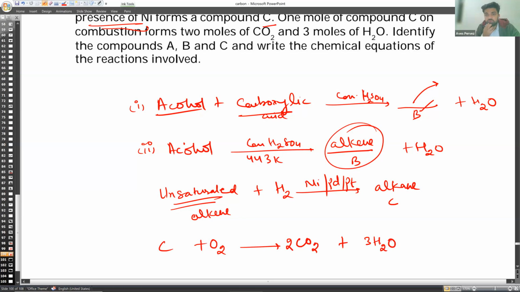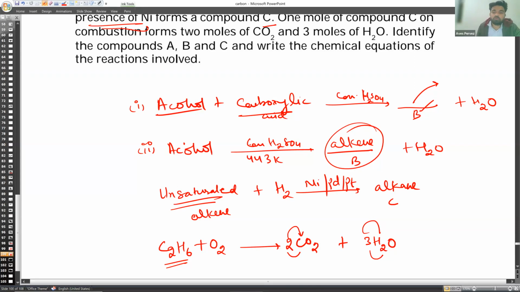So you know that this is a 2 carbon compound because here is 2. So C is actually a 2 carbon alkane. This is C2H6, 6 hydrogen and 2 carbon. CO2 means 2 moles of CO2 and 3 moles of water. 2 carbon alkane is C2H6. Got it?